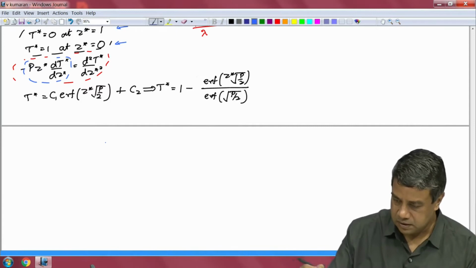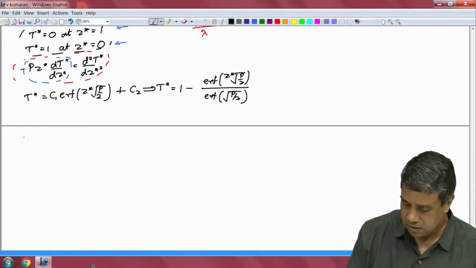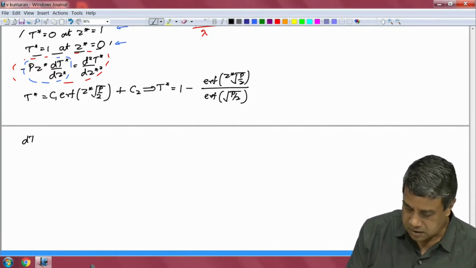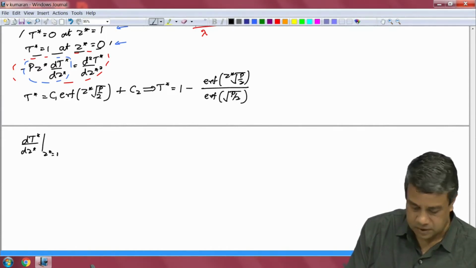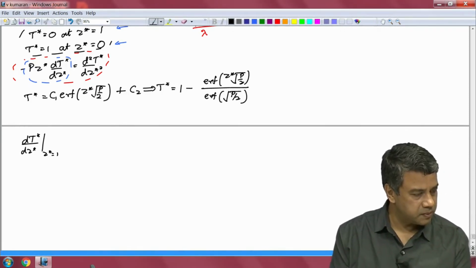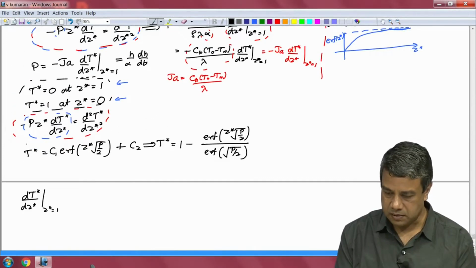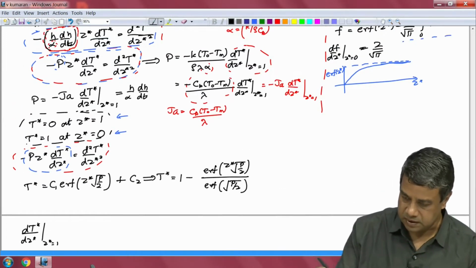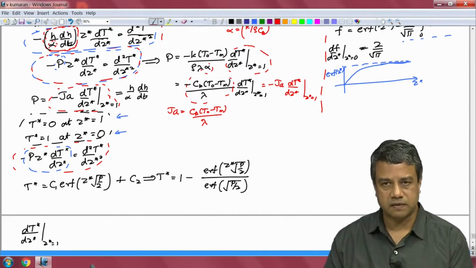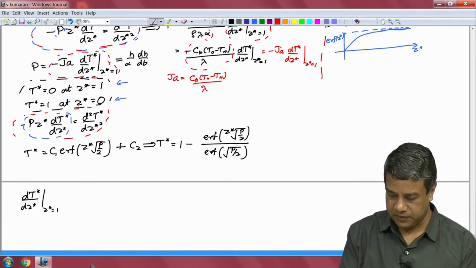We are not finished yet. I know that the condition that has to be satisfied is that dt star by dz star at z star is equal to 1. That has to be related to the parameter p over here through this condition. At z star is equal to 1, the Jakob number times this derivative with a negative sign has to be equal to p.